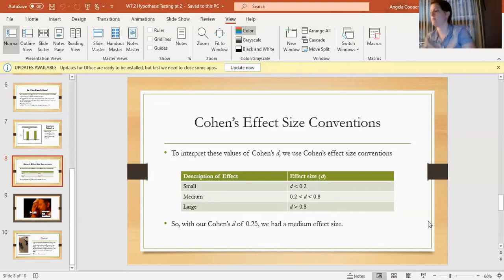All right. So that is our lecture for today. Pretty much the same thing. We've just added on measuring effect size. So we've just added on the calculation and interpretation of strength, small, medium, or large, for Cohen's d.